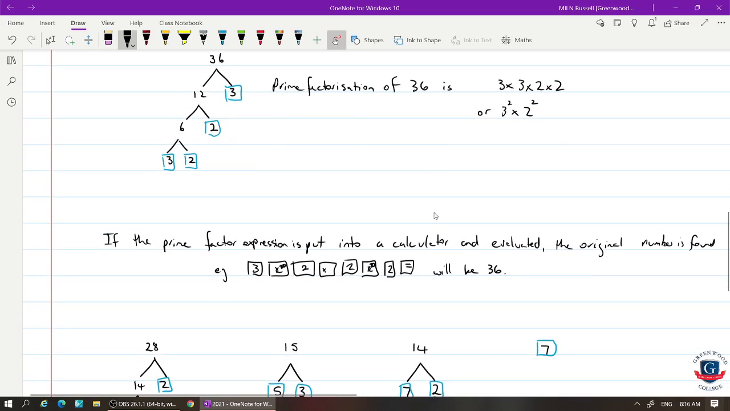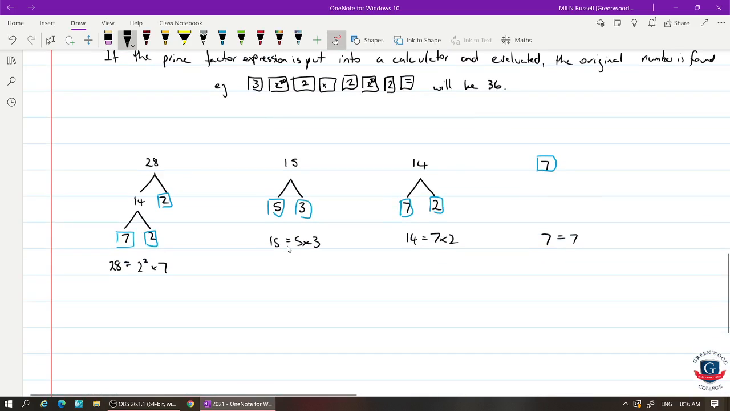If we put the prime factors into our calculator, we should get the original number. So if we want to put 3 squared times 2 squared in our calculator, it depends on if your calculator has a squared button. In this case, I've used the x with a little square above it. 3, make an index with the power of 2, times 2, make an index with the power of 2, equals, and we'll get the 36 that we require.